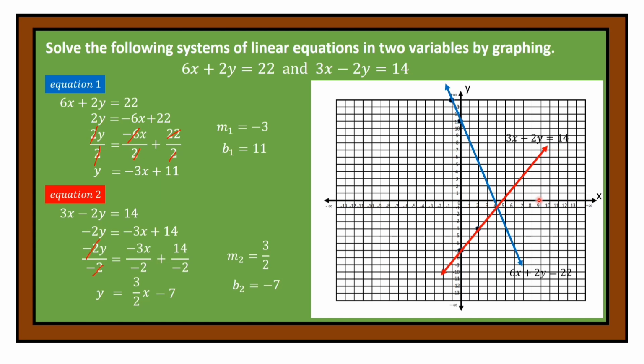And this will be our second equation, 3x minus 2y equals 14. So, as you can see, nag-meet sila or nag-intersect sila dito sa point na to. So, this point is 4, negative 1. Ibig sabihin yan, the solution of our equations 6x plus 2y equals 22 and 3x minus 2y equals 14 is 4, negative 1.